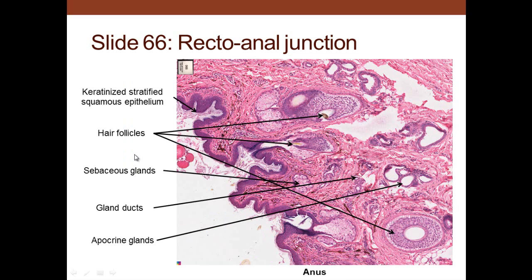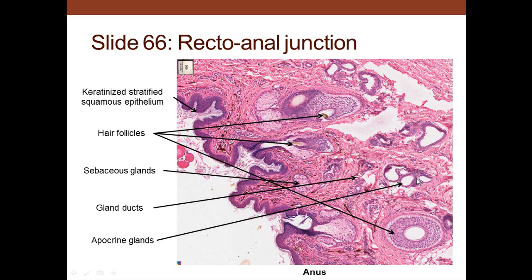And then you come out with skin. So in the recto-anal junction, as soon as you get outside, you're going to pick up hair follicles and the keratinized stratified squamous epithelium of the epidermis, and then you've got the dermis. You have the sebaceous glands. These are sebaceous glands here, which dump into the follicles, as you see there.